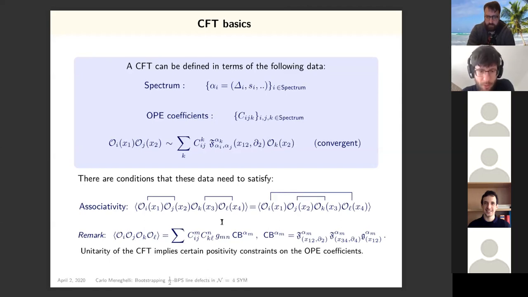What is remarkable is that we have associativity, which is some sort of completely algebraic relation, but if the CFT is unitary, we also have some positivity constraint on these OPE coefficients.